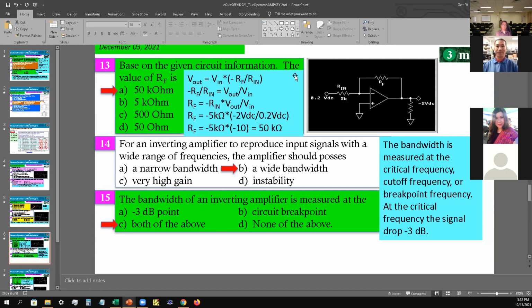Based on the given circuit information, the value of RF is, okay, so we go from 0.2 to -2. So it looks like a factor of 10. So if this one is 5K, then 10 times 5 would be 50. So 50K would be your RF. So the answer is A as in apple for number 13.